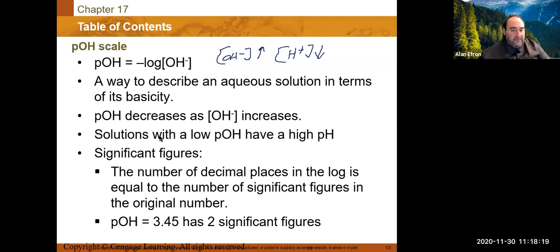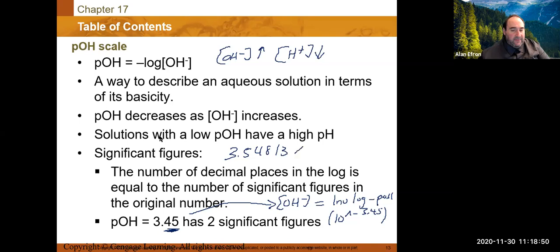So as we see here, if we started with a pOH of 3.45, it has 2 decimal places. If we were taking that back to the OH minus concentration, we would do the exact same calculation as the pH one, and we would end up with 10 to the minus 3.45. And again, just to make sure here, if we put that in, we end up with something like 3.5481 times 10 to the minus 4. 2 decimal places here should round our number to 3.5 times 10 to the minus 4 molar. Again, going from pOH to concentration, we're going from decimal places to significant figures. So kind of that back and forth. Any questions on that there?